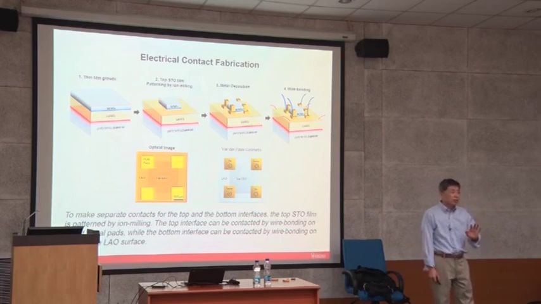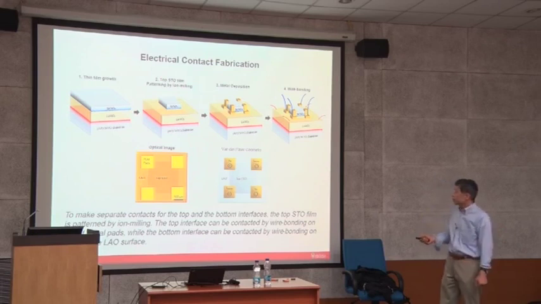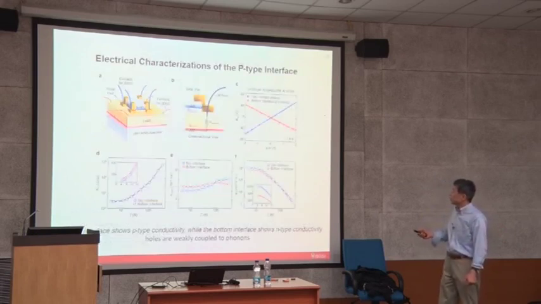No one has done this, and I think it's tricky. It's very hard to do the ion milling and do it very carefully, because ion milling also creates oxygen vacancies, and oxygen vacancies also make conducting paths. When you do this, you measure the top interface or the bottom interface.